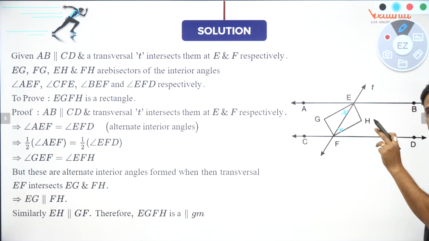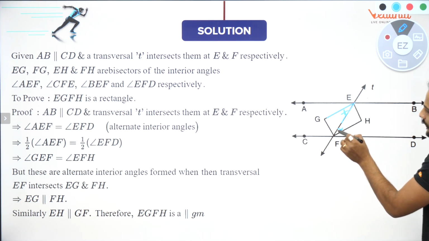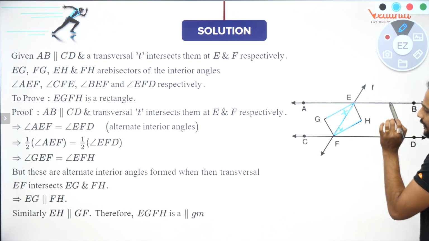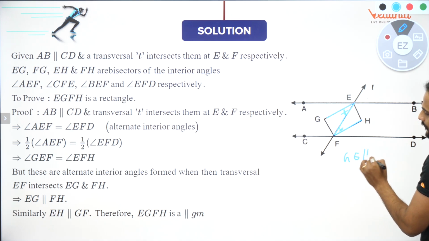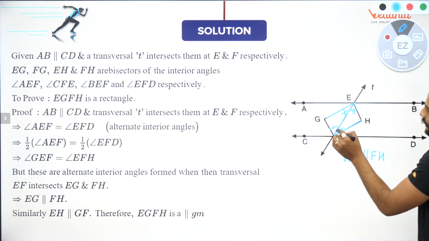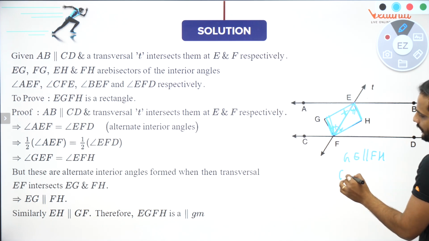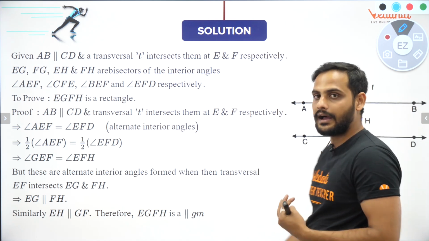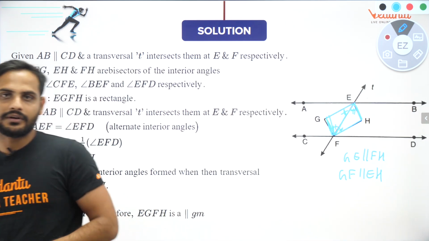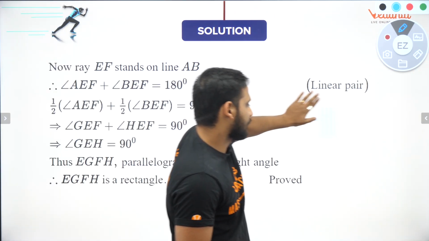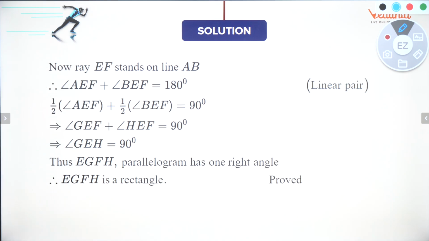So now, using the converse of interior alternate angles, you can say, sir, since the interior alternate angles formed are equal, that means GE is parallel to FH. Similarly, this angle will be equal to this angle. So again, using the converse of interior alternate angles, you can say GF is parallel to EH. So when both pairs of opposite sides are parallel, we can say it will be a parallelogram. Then prove any one angle to be 90 degrees, and you will get that it is a rectangle. Understood, bachcho? So I have told you both ways of doing that part.